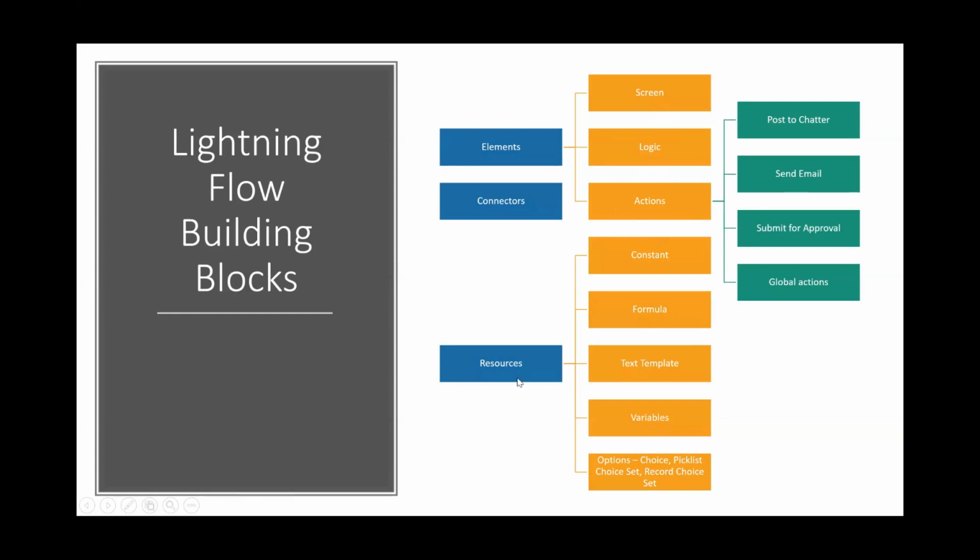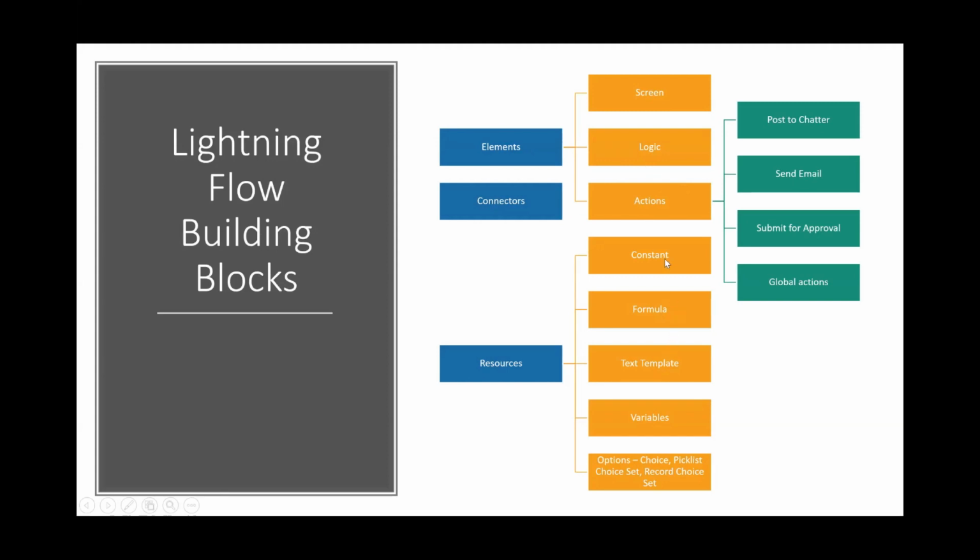The third is resources. Resources are nothing but, think of them as in-memory variables. When you write a basic program, you would always create variables of different types. There are different types listed over here, and those are what resources are. So whenever you build out your flow using elements and connectors, you would use resources in conjunction with these two to perform some in-memory calculations.